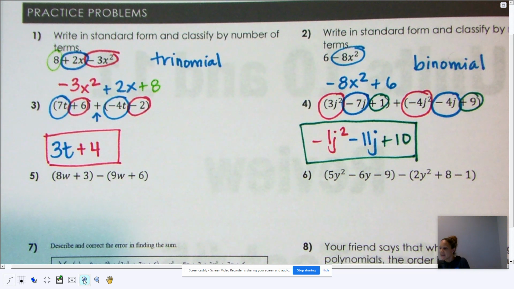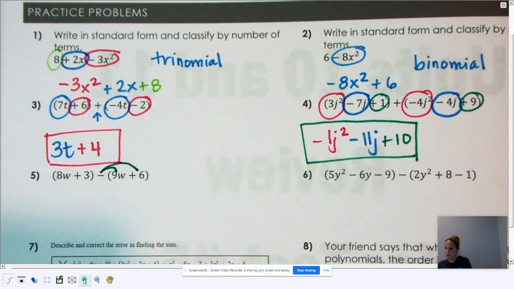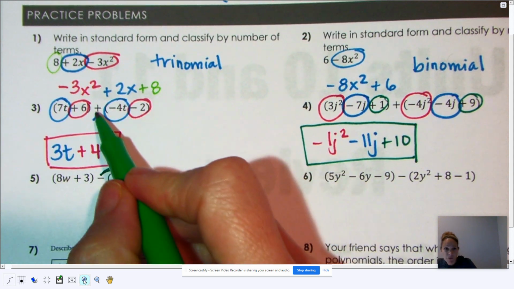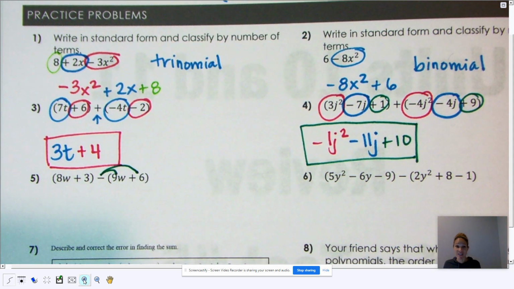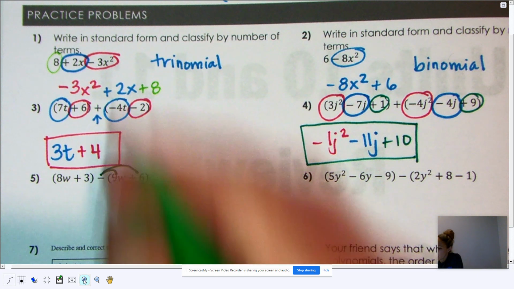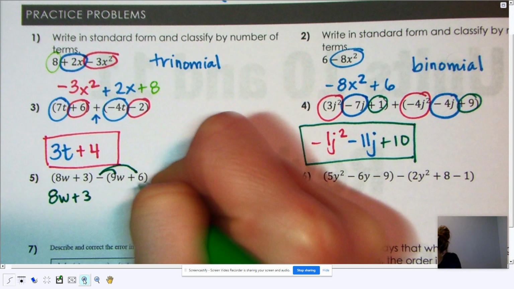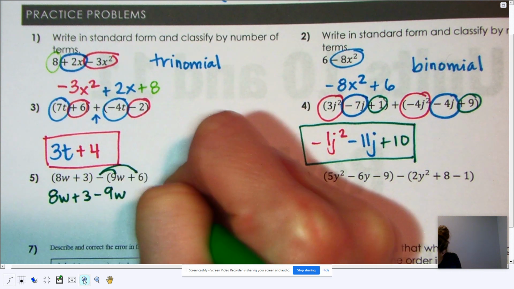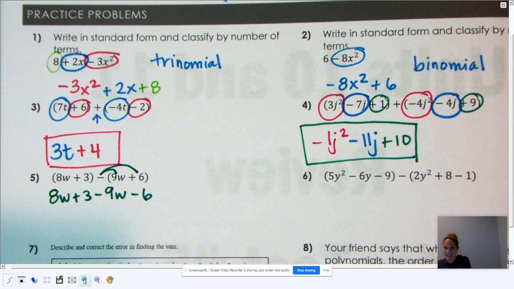Okay. On the next ones, we have a subtraction, which means that that has to be distributed to both of those. Technically, we would be distributing this plus also, but multiplying by a positive doesn't change the value. Okay, so I'm going to rewrite it first without the parentheses, 8w plus 3. Then I've got negative 9w and negative 6. And then I'm going to put together my like terms.